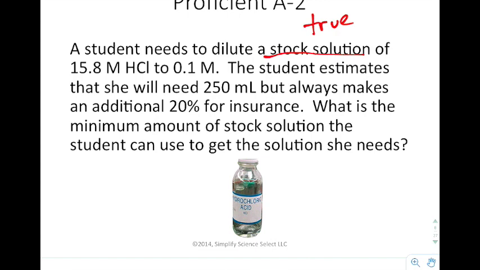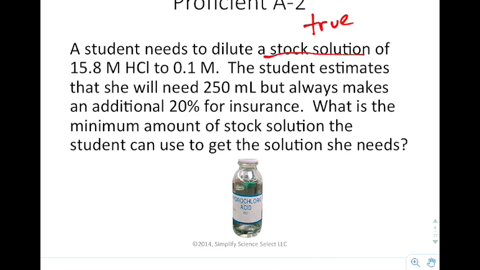Okay, a lot of times when we make solutions in the lab, we're not quite sure what they are. These are tested and proven to be those values. So it says we need to take a dilute solution of 15.8 molar HCl to 0.1. It says the student estimates that she needs 250 mils, but always makes an additional 20% for insurance. Okay, that's a good process to have. If you think you need 250 mils, you don't want to have to stop in the middle of it in order to make more solution.